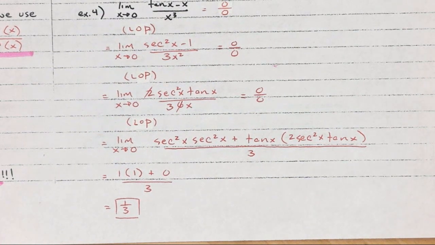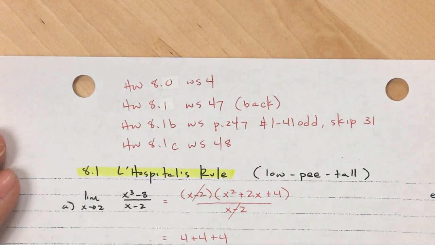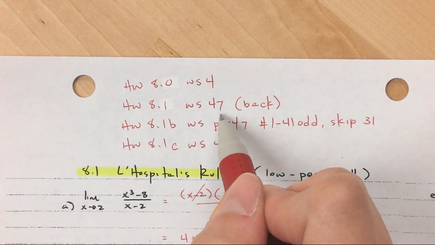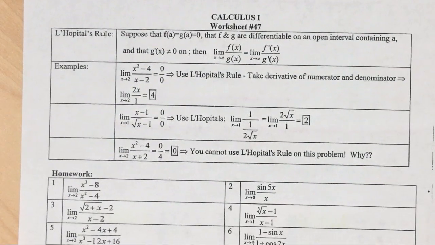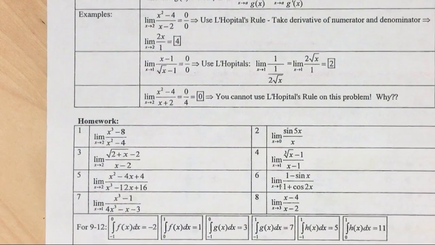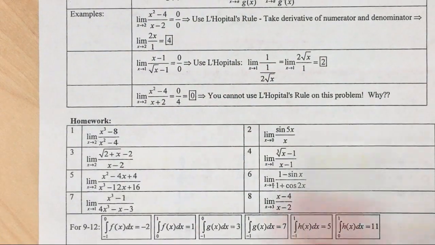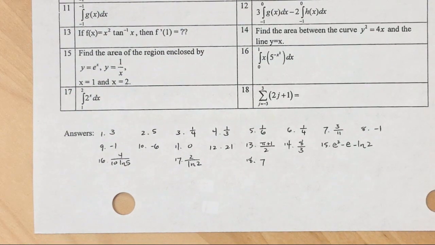Okay, your homework is, so for 8.0, you checked with a friend. For homework 8.1, I will show you, worksheet 47, which is the back of this paper. On the back, here's your worksheet 47. You are going to use this as your book. So write the problem, use L'Hopital's. It gives you an example of how to do it. And then the answers are all on the bottom. And I showed you what the answers are.